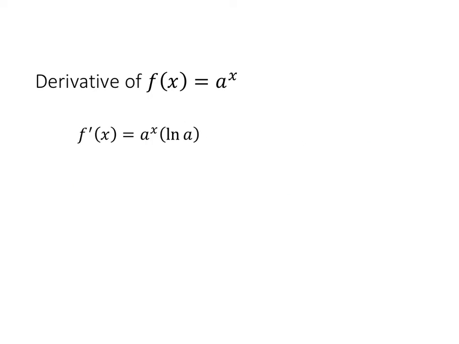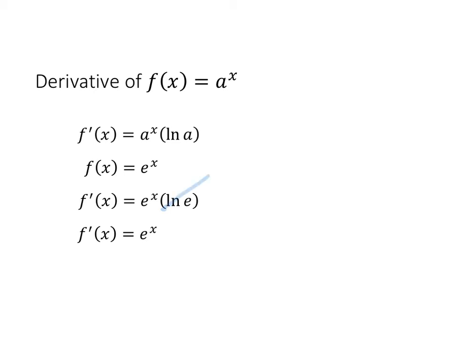Now, instead of having e to the x, what would it be for the derivative of a to the x? Well, the definition of that is a to the x times the natural log of a. But let's look back on what we were just talking about. For e to the x, the derivative of that is simply going to be e to the x times the natural log of e. Well, what's the natural log of e? The natural log of e is simply 1, so therefore we get what we originally had, which was e to the x.